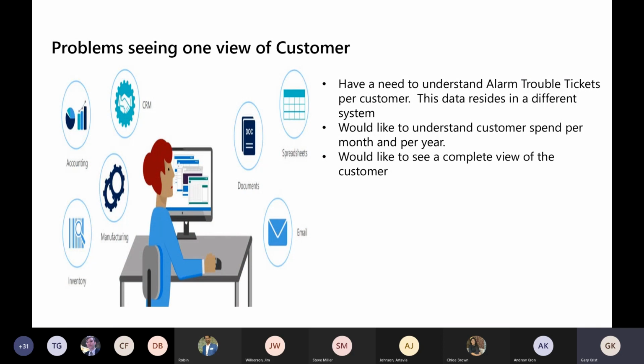And they did not have a complete view of the customer. They'd be talking to somebody, and they had to go to another system to get the ticketing information on trouble tickets, and they had to request the accounting information from accounting.